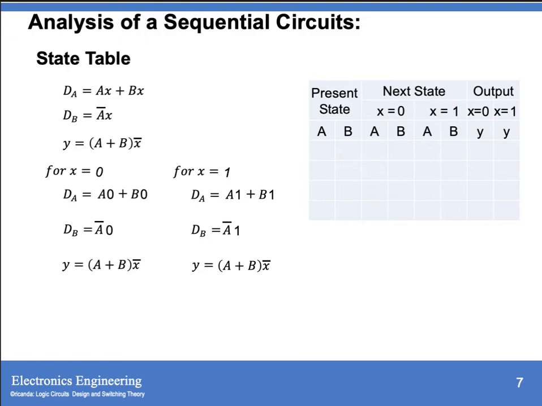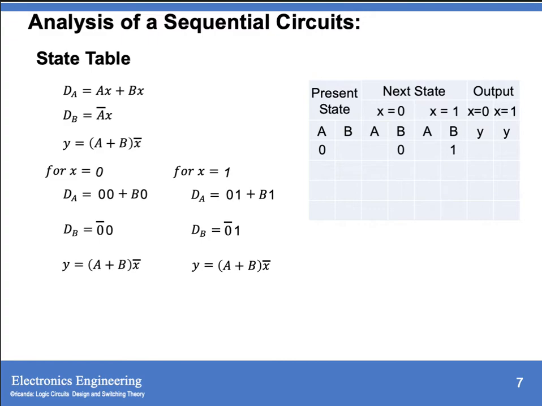And for your input A equals 0, at this time we have now a value of your DB when your present state A equals 0. For the first column, when X equals 0, we have DB, which is 0 bar and 0, or that is 1 and 0. Therefore, DB at that time is equal to 0 when X equals 0. And when X is equivalent to 1, we have DB, which is 0 bar 1, so that is equal to 1.